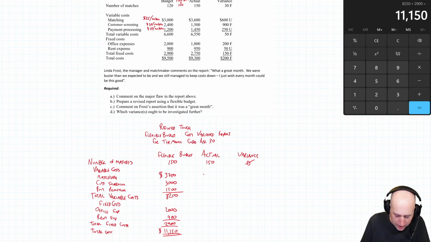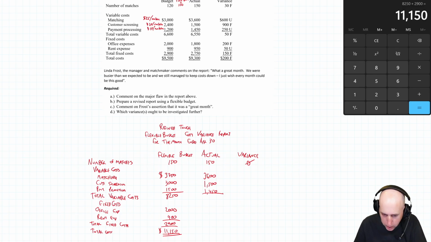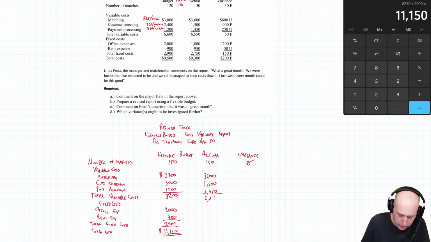So the actual matching cost, $3,600. The actual customer screening, $1,500. The actual payment processing, $1,450. So totaling up, I guess we have the total. I was going to do it in my calculator, but $6,550.